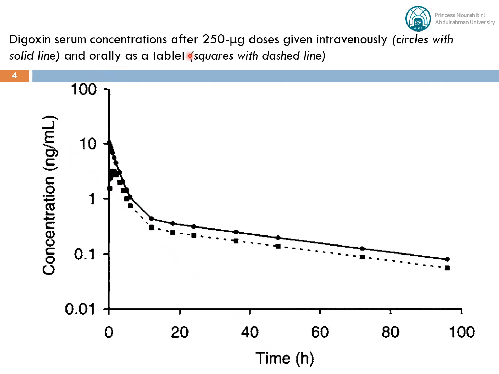Digoxin serum concentrations after administration of 250 microgram doses. Imagine, we are talking about micrograms. It's a potent medication. It can exert its therapeutic activity with a very small quantity of the drug. So 250 micrograms is very similar to 0.25, or a quarter of a milligram. Can you imagine how much it is? Very small dose. It's a very potent medication.